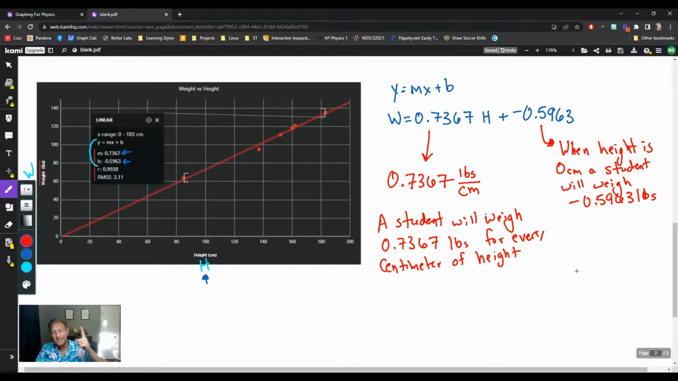One, does it make sense for a student that has no height, 0 centimeters, no height at all, to have a weight? No, probably not, right? They have no height. They don't really exist, right? It's impossible for somebody to have no height. So if they have no height, they don't exist. If something doesn't exist, it shouldn't have any weight.